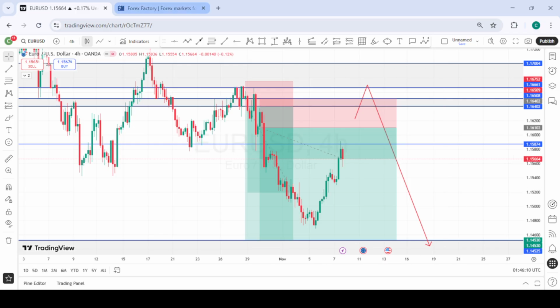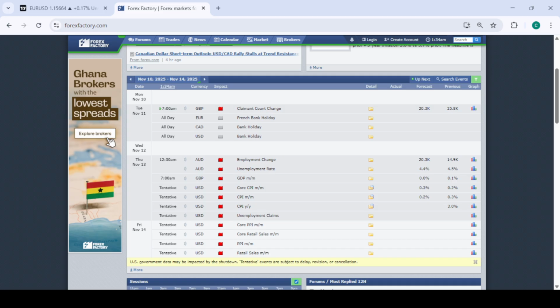So let's see what we have for the economic calendar for the coming week. Looking at the schedules for the week, we might have a very slow week or a very low volatility week from, let's say, Monday to Wednesday, and maybe the market picks up again from Thursday. On Monday we don't have any high impact news. On Tuesday there's claimant count change, and on the same Tuesday there are bank holidays: there's a French bank holiday, there's a Canadian bank holiday, and there's a US bank holiday. On Wednesday there's no high impact news.